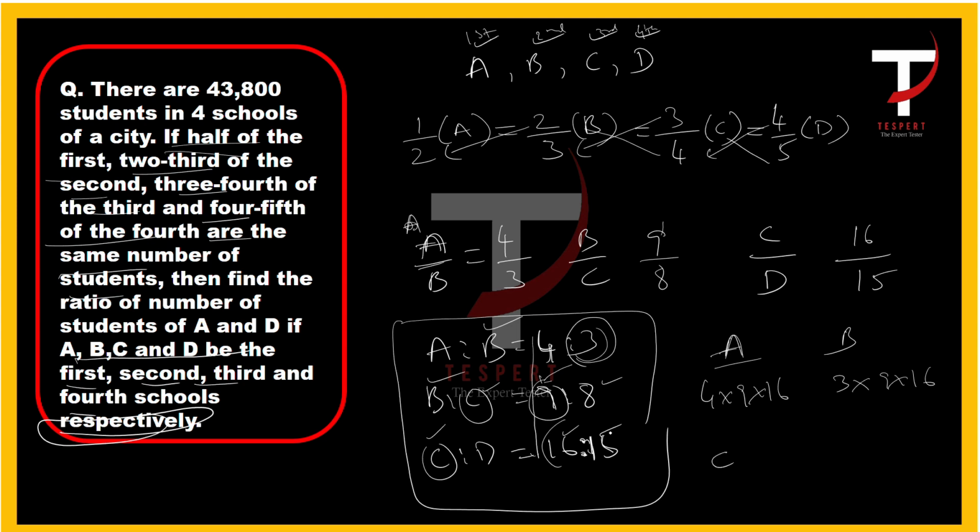To calculate the value of C, this is the order, 3 into 8 into 16. And what's the value of D? D will be equal to all the consequents, 3 into 8 into 15. So by now I think you must be familiar with this method. If you are not familiar, then I will be explaining you one more time.